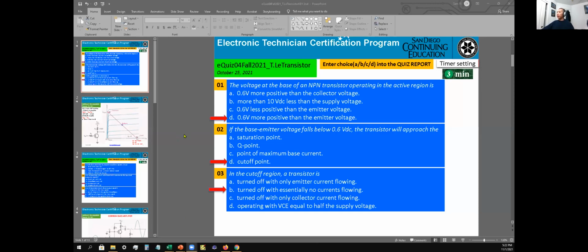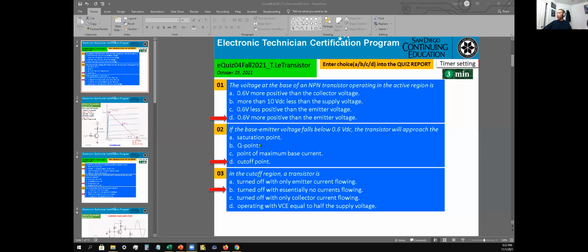For number 1, the answer is D as in David. Number 2, the answer is C as in David. And number 3, the answer is B as in Bob. So this one, the voltage at the base of the NPN transistor operating in the active region: you have to get the diode to go beyond 0.6 volt or more to make it forward biased. So that's why it's 0.6. So the answer was D on number 1.